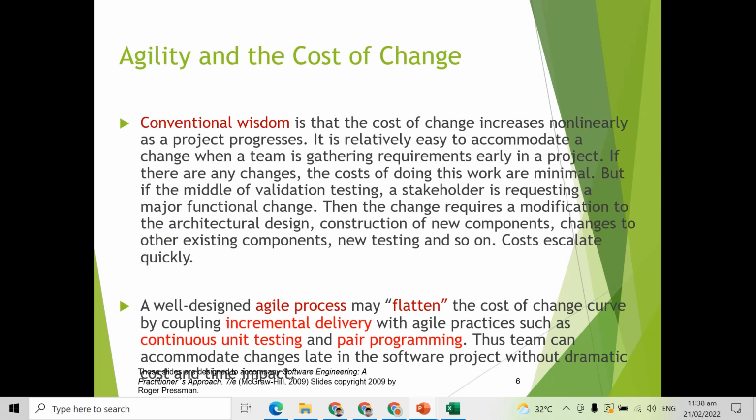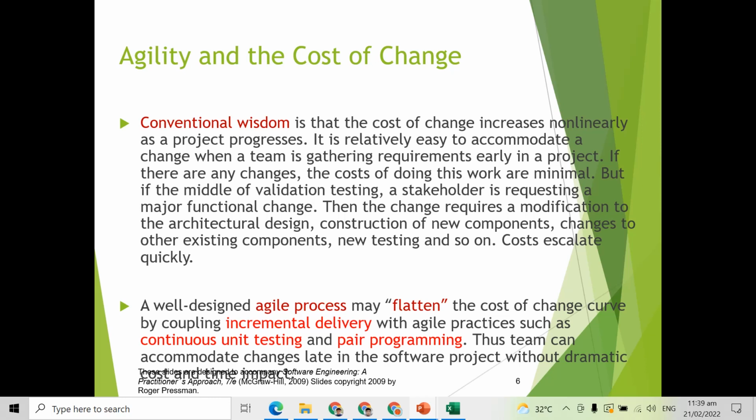And agility and cost of change. Conventional wisdom is that the cost of change increases non-linearly as the project progresses. It is relatively easy to accommodate a change when a team is gathering requirements early in a project. If there are any changes, the cost of doing this work is minimal, but if in the middle of validation testing a stakeholder is requesting a major function change, then the change requires a modification to the architectural design, construction of new components, changes to other existing components, new testing and so on.